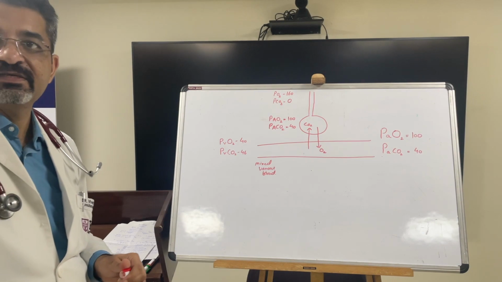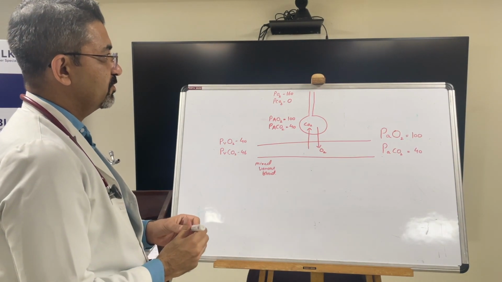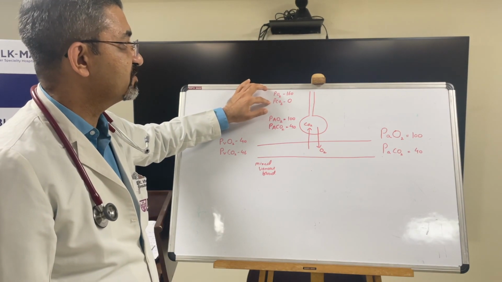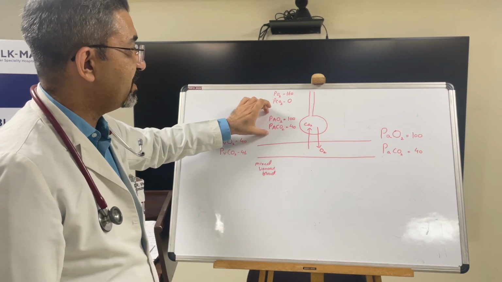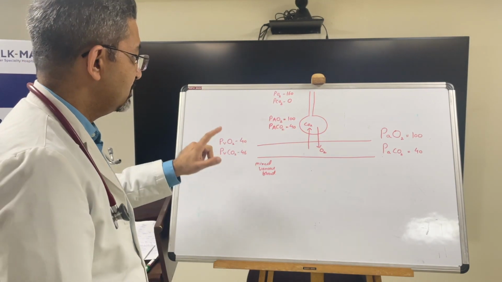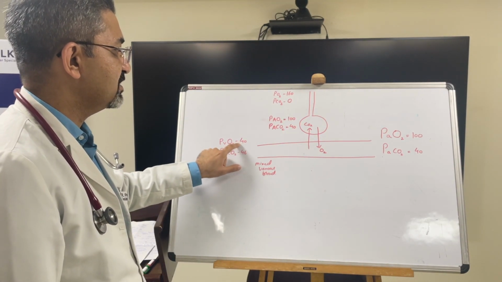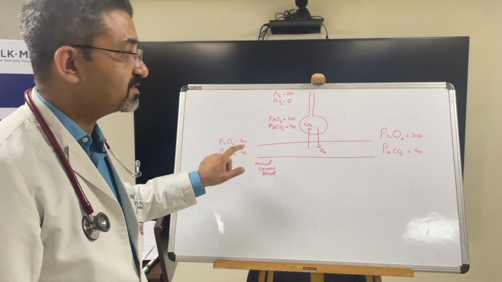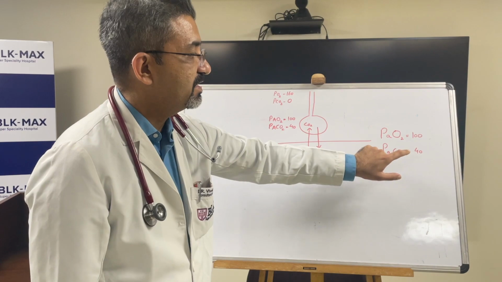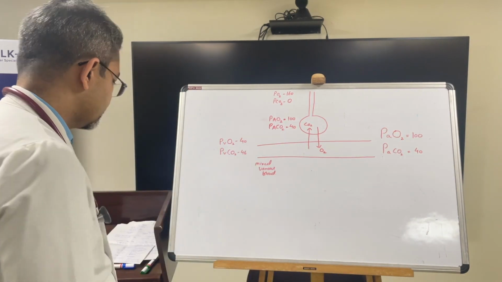Simple. O2 tension in inspired air is 160, CO2 tension in inspired air is 0. At alveolar level, the oxygen is at 100, CO2 is at 40. In mixed venous blood, oxygen is at 40, CO2 is at 46. In arterial blood, the tension of O2 is 100 and CO2 is 40.